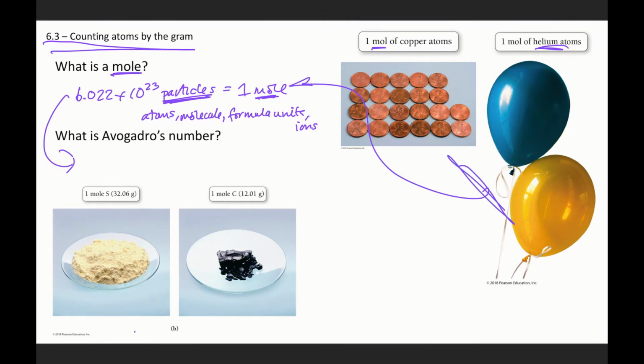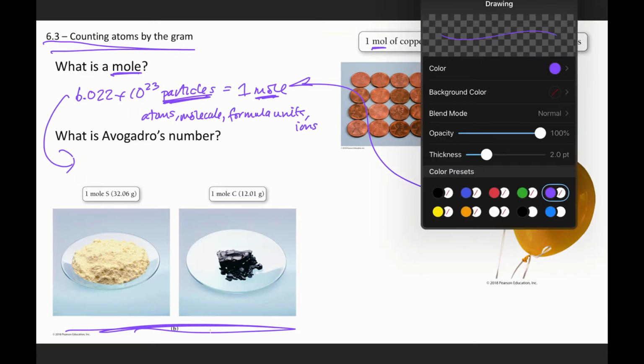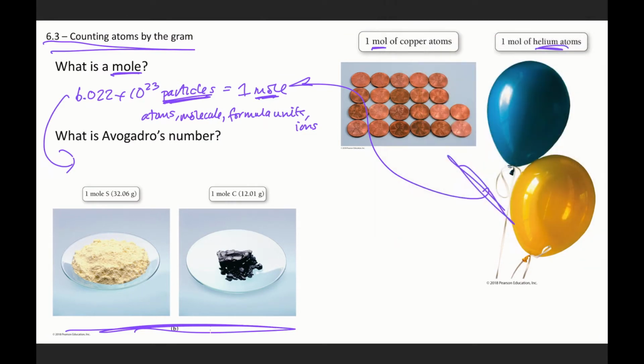Likewise here, it's a sample of sulfur and a sample of carbon, and we're using grams to measure them out. And 1 mole of each, again, has a different amount of space, different mass, different properties. So that brings us to how we get to this gram value here. And that's going to go back to our molar mass.